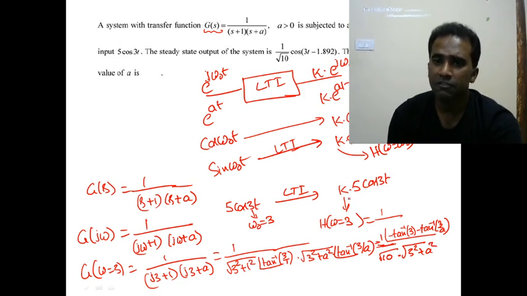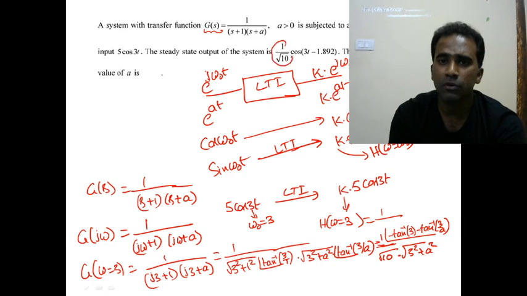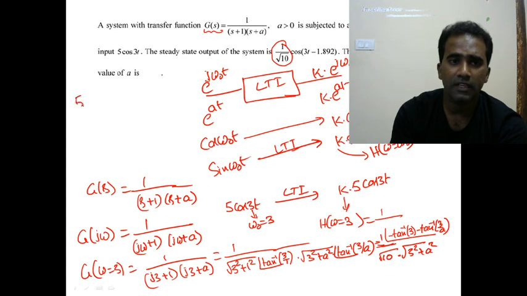Now it is multiplied with 5 and they are saying the output is 1 by root 10. So 5k should be equal to 1 by root 10. So the magnitude of 5k should be equal to 1 by root 10. So you can understand that 5k should be equal to 1 by root 10.